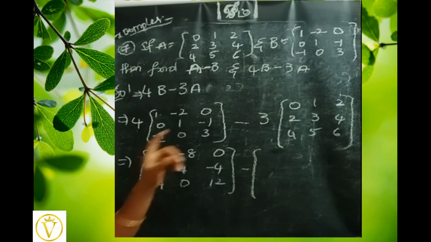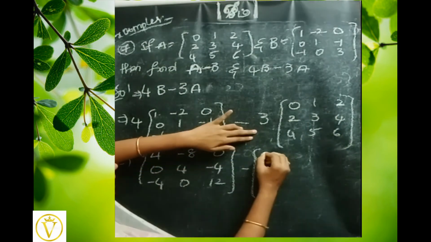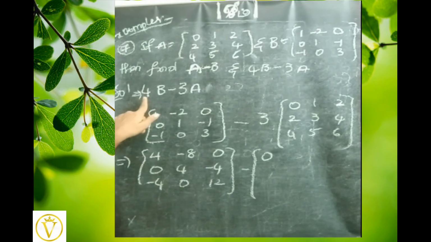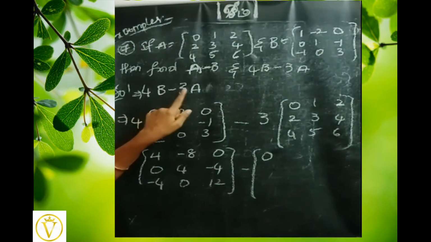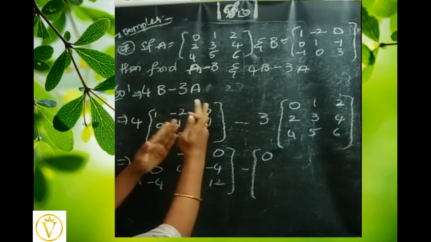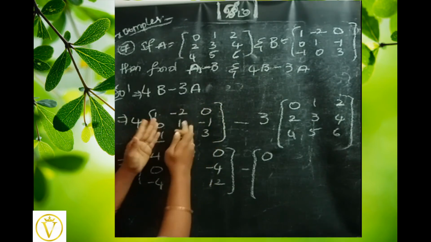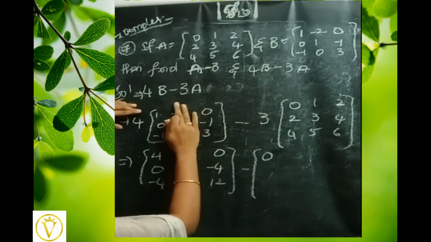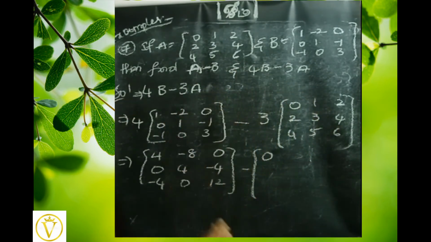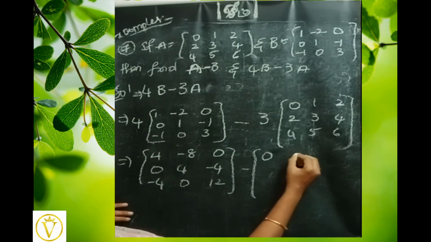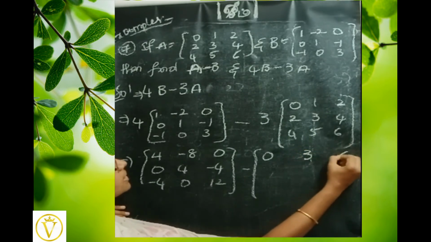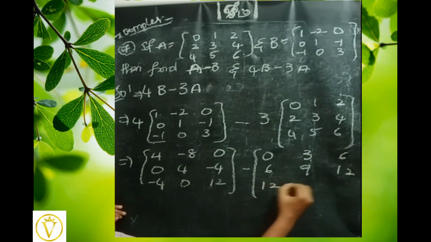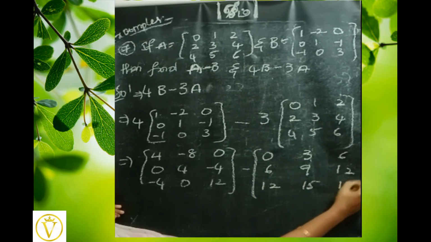Same as we multiplied 3 with the A matrix. See, many students will make a mistake. They have asked here 4B. This is 3A. Don't confuse and write. Don't write the A value here and the B value there. 4B means you write the B matrix here and write the A matrix only there. 3 zeros are 0. 3 ones are 3. 6, 6, 9, 12, 12, 15, 18.